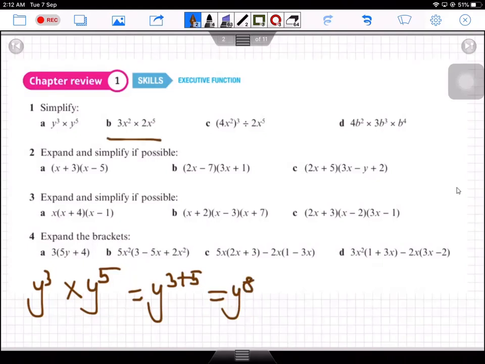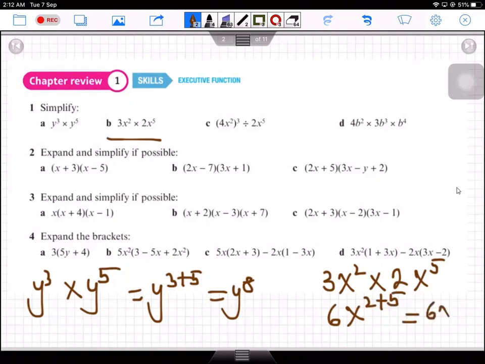Question number 1, part B: 3x squared multiplied by 2x raised to the power 5. Basically 3 and 2 are the constant terms. When they are multiplied together, they become 6, and the bases are the same and the terms are being multiplied together, so the powers will be added. So this becomes 6x raised to the power 2 plus 5, which is 6x raised to the power 7.